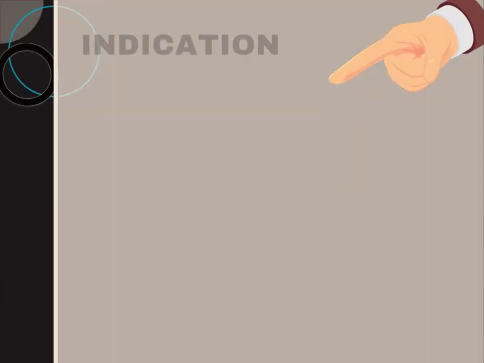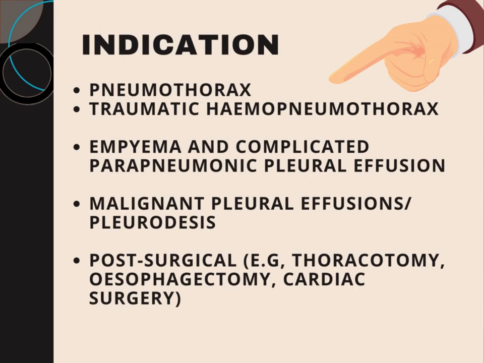Coming toward the indications of chest drain, I've just split it into two things. It's part of your memory that we normally split it into pneumothorax and pleural effusion. For pneumothorax, you need to keep in mind whether it is spontaneous pneumothorax, and whether it is primary or secondary. I will bring up traumatic pneumothorax in the next slides.